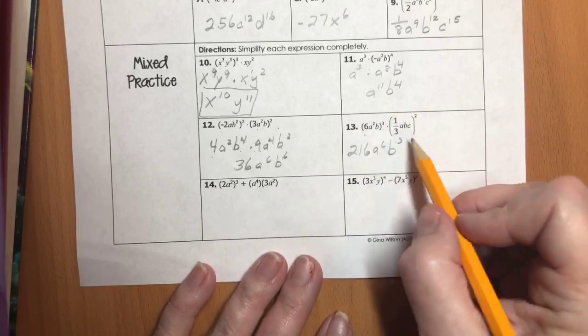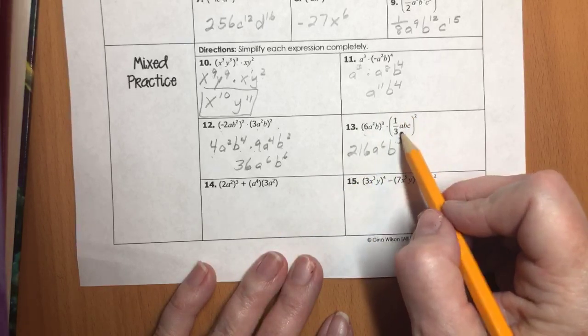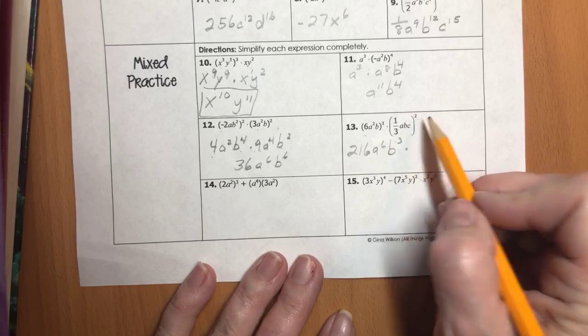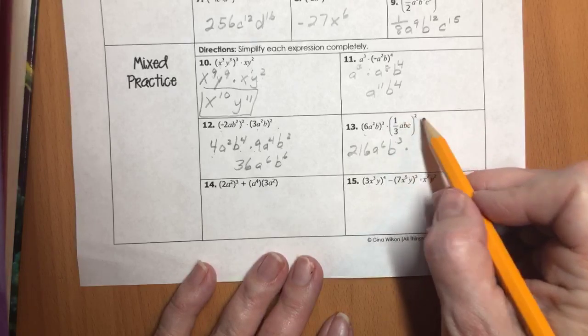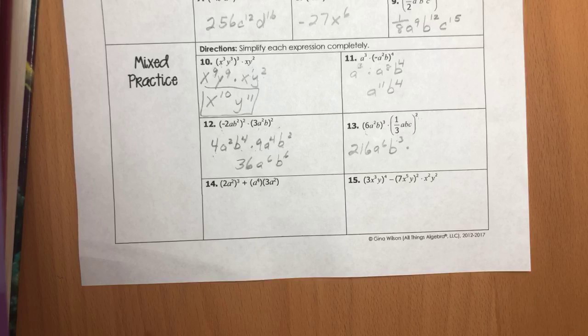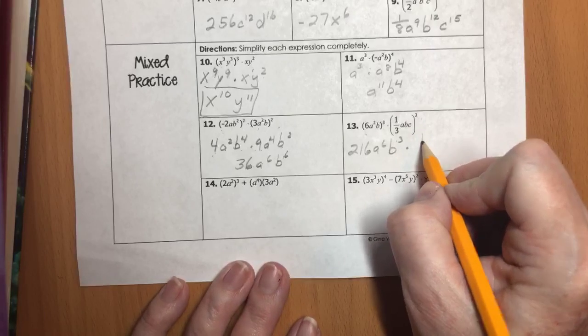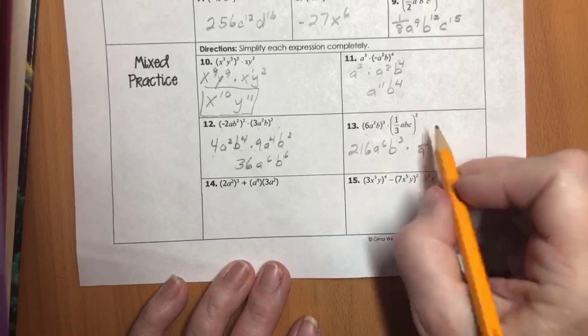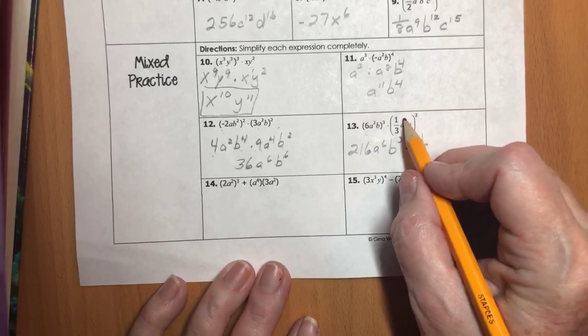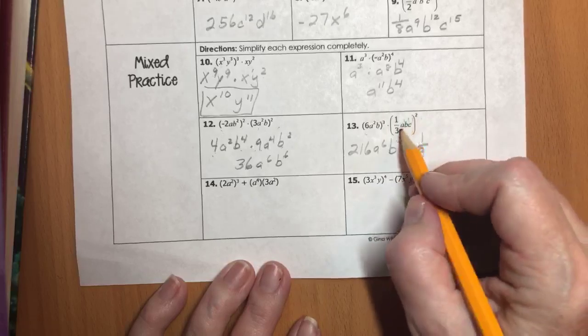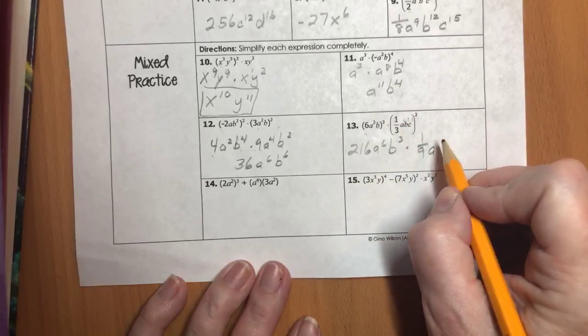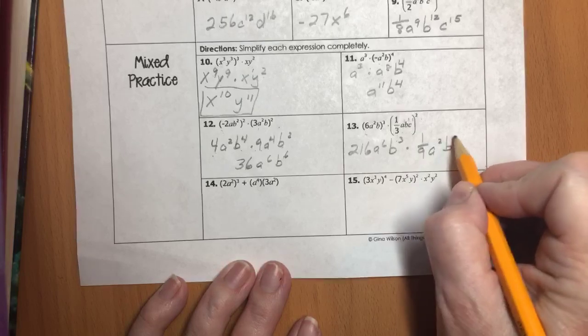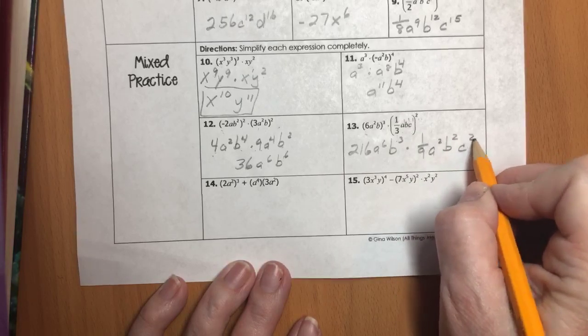Okay, now we got to do this side. 1/3 raised to the 2nd power. Okay, you got to put 1/3 and raise it to the 2nd power. Okay, go ahead and do that. And we get 1/9. And then remember, this is a 1, this is a 1, and this is a 1. So a to the second power, b to the second power, c to the second power.